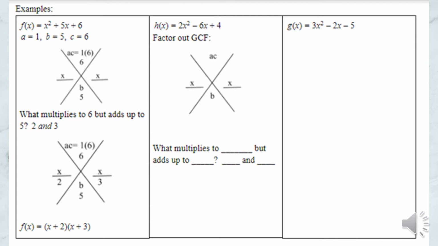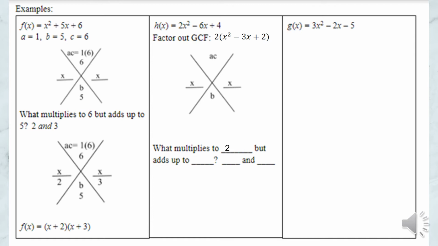In the middle example, I have h of x equals 2x squared minus 6x plus 4. If there's a GCF, I need to take it out. So in this case, our GCF is 2, so I'm going to factor a 2 out, leaving me with x squared minus 3x plus 2. My new a value is 1, my new b value is negative 3, and my new c value is 2. So when I set up my x, I'm putting a times c at the top, which is 1 times 2. In the bottom, I'm putting negative 3.